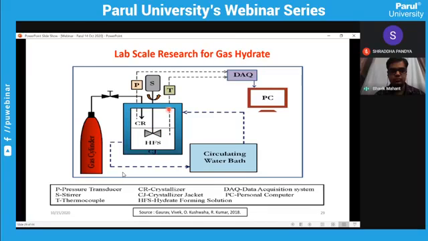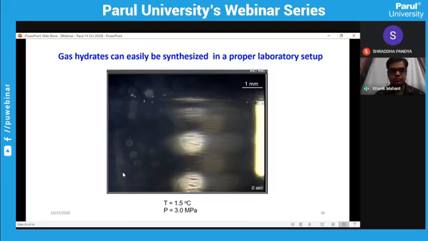After that you can take the sample out of it, you can characterize it, you can do the research, you can develop the technology out of it. For temperature and pressure measurement, you can have one data acquisition system which records every second's data of this reactor, and we can show it on the PC and do calculations out of it. So this is one way, and this is the picture.